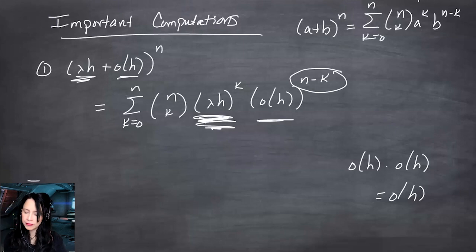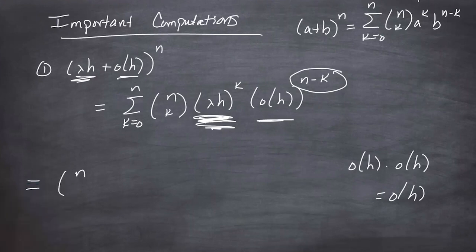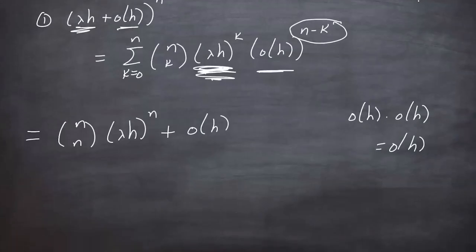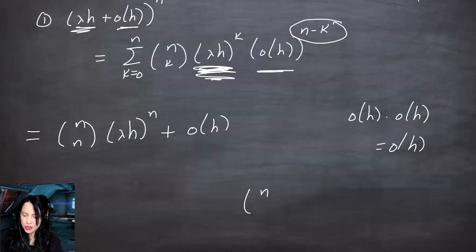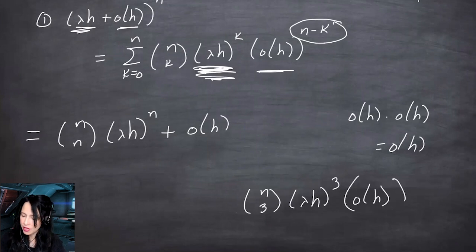So we're going to get the n equals k term, which is n choose n, lambda h to the n, and then you get the little o of h to the 0, which is stuff to the 0, which is just 1, plus all of the other terms are going to be little o of h. Let's just look at one of them, like n choose 3, lambda h to the 3, little o of h, well, assuming n is not 3.